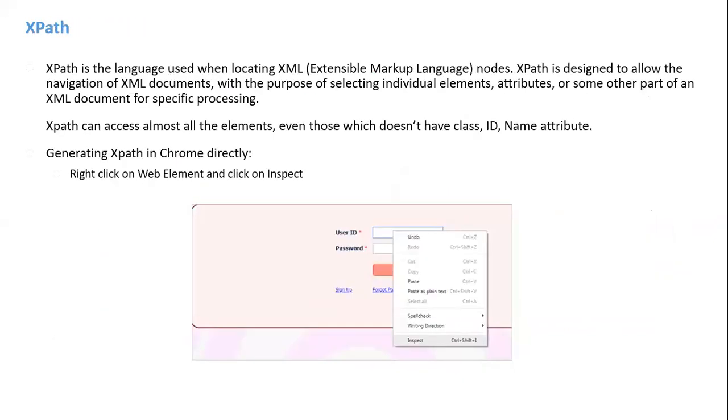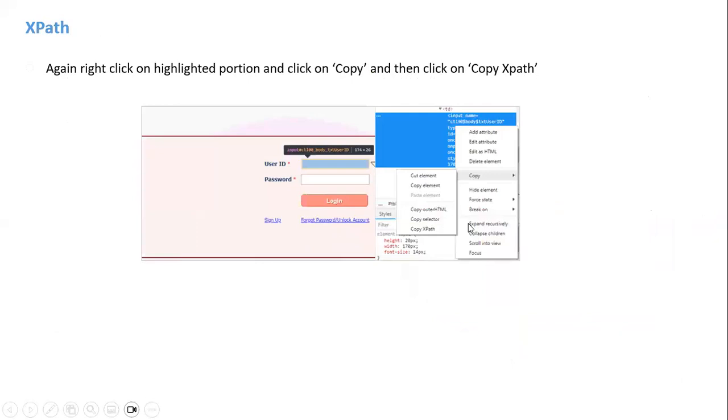XPath is very important. So let's understand what XPath is. XPath is a language used when locating elements. When we are going to locate an element, we can use XPath. When you open any web page, if you right click on it and select the inspect option, you can inspect the element.